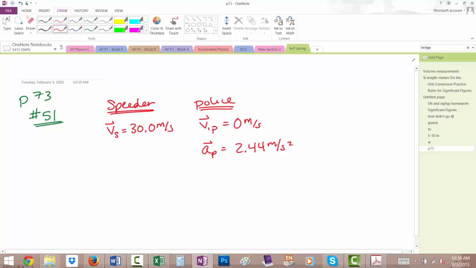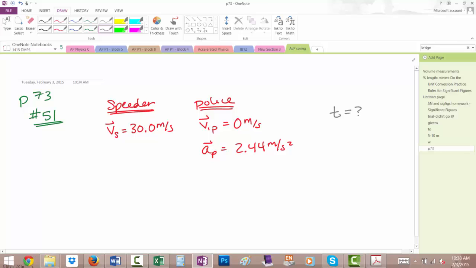Yeah? John, you don't seem convinced there. Everett, what you got? You don't know what the time is? You don't know what the time is, so that's a question mark, right? In fact, that's what they want to know, right? How much time passes before the speeder is overtaken by the police car?